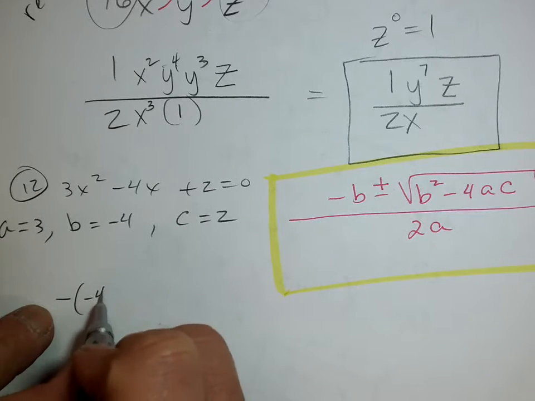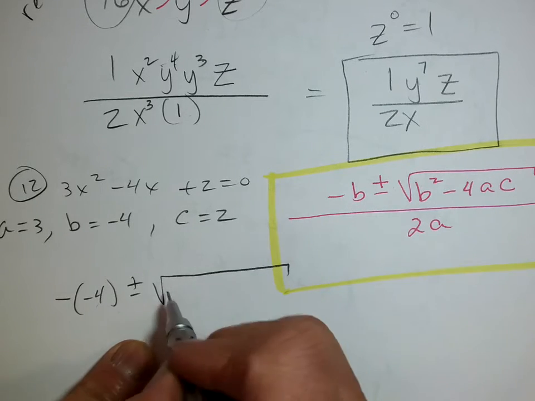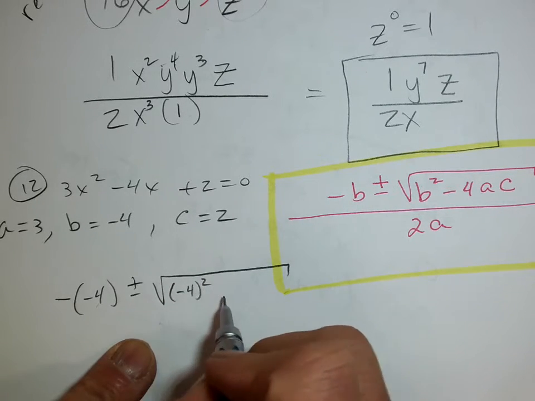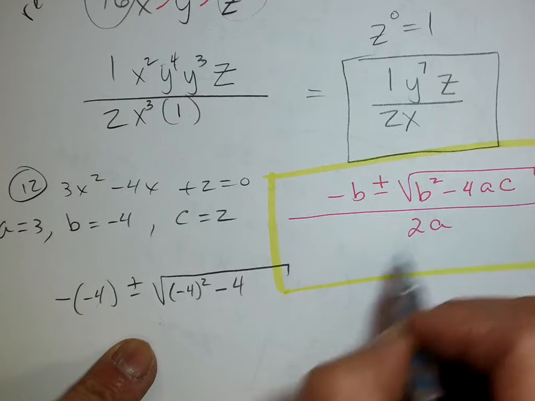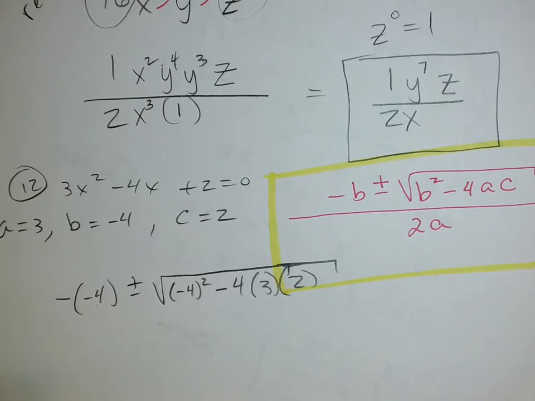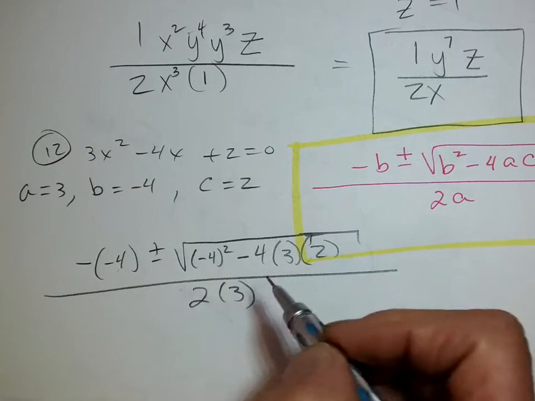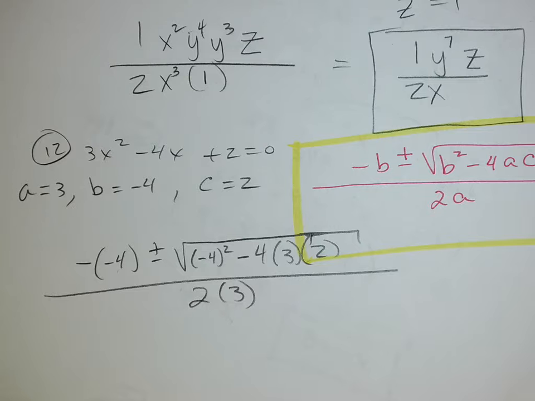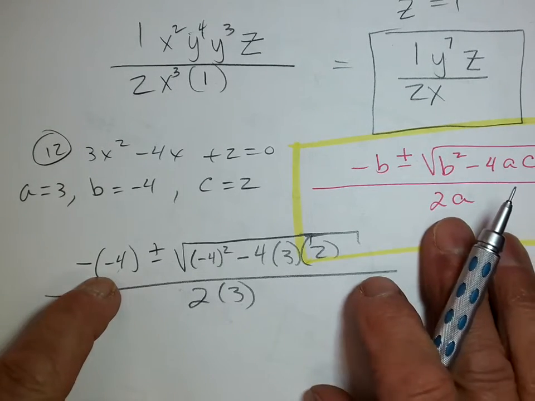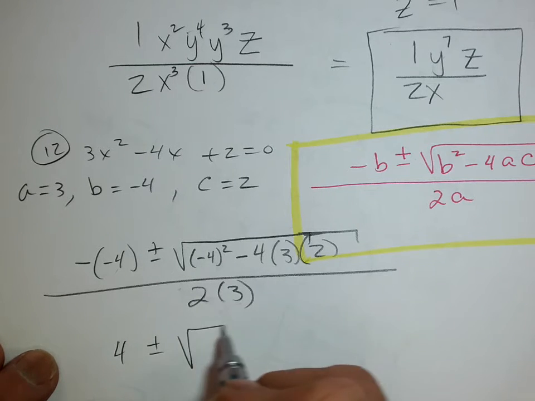Negative negative 4 plus or minus the square root of negative 4 squared minus 4, because that's part of the formula, times A, which is 3, times C, which is 2, all over 2 times A, which is 3. So just plug things in where they go. Now, am I going too fast? Negative negative 4 is a positive 4, plus or minus the big square root.